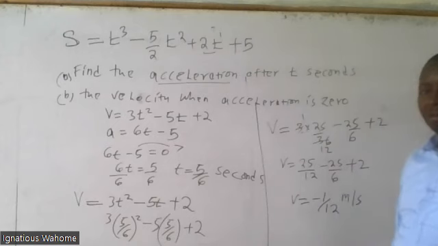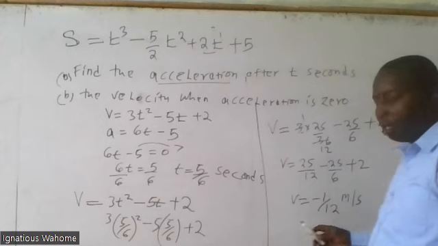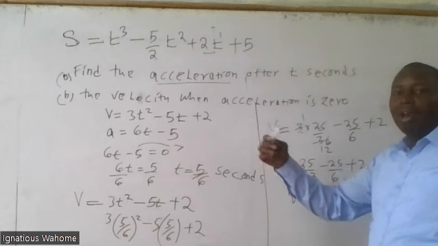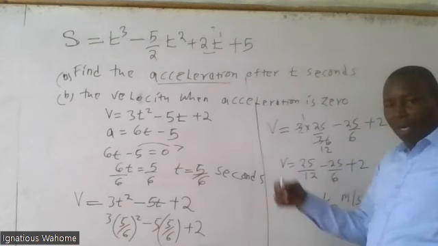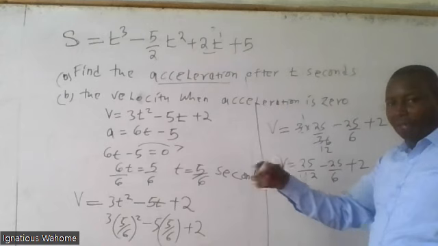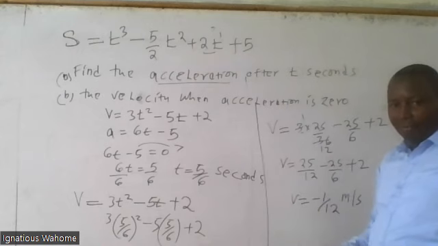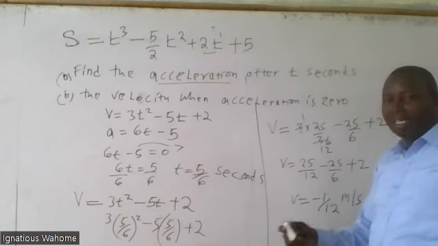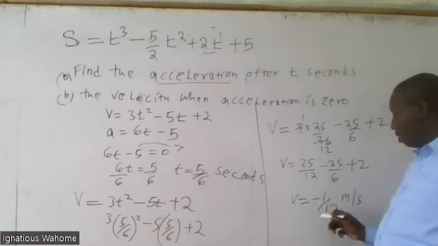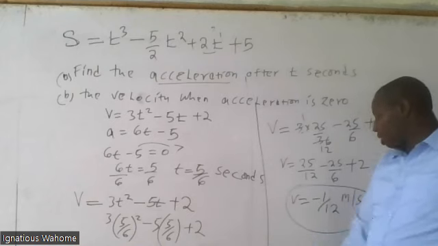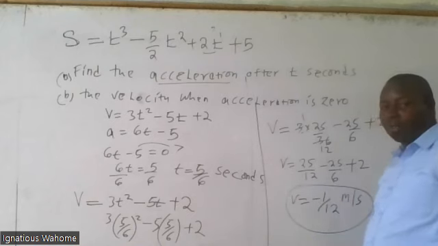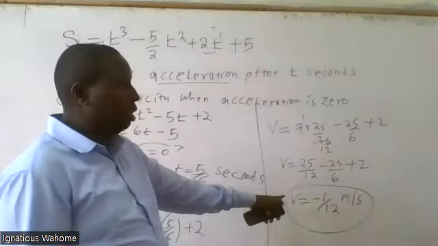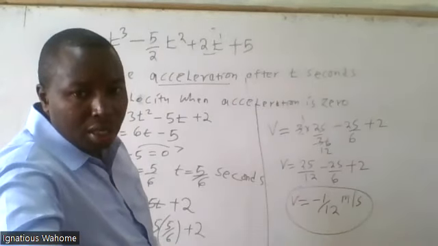Yes, the velocity can be negative. The explanation for this: when the velocity is negative, it means that the particle is moving backward. That's why the velocity is negative. It's not decelerating or accelerating, but the particle is moving backward. You get minus 1 over 12 meters per second, so the particle is moving backward.